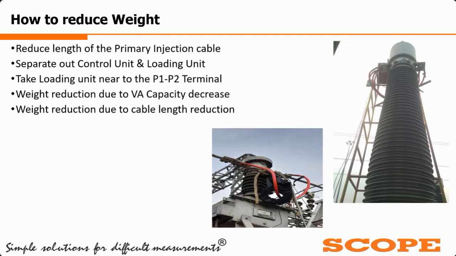As I said earlier, VA optimization or VA reduction is an important part of reducing the instrument weight. As I said, the open circuit voltage requirement is 1.6 volt by considering the voltage drop of all copper cables. However, we can directly reduce it by decreasing the open circuit voltage requirement during the manufacturing of the primary current injection test kit. And weight reduction due to cable length reduction.